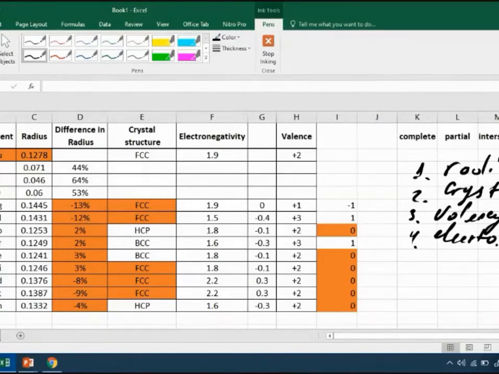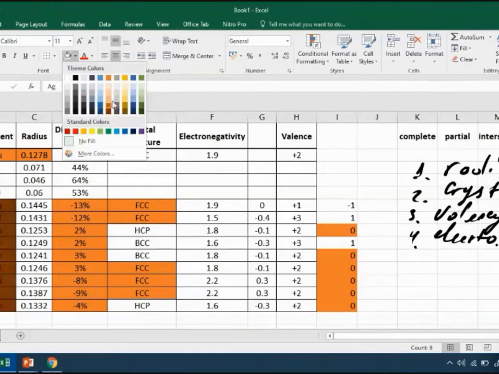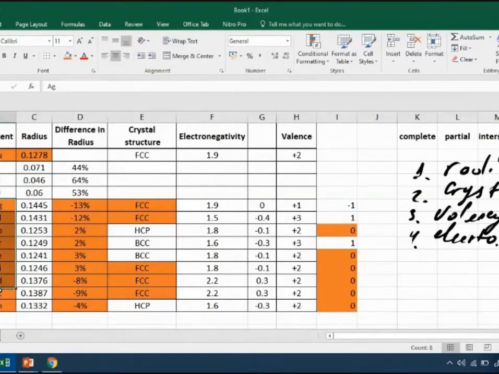So, first, let's see, this one has the same radius, but among them, the ones which have FCC, let's take these ones out. They have different crystal structure from copper. Actually, let me do this. I will select all of it, and okay, this one has the same radius, but chrome, cobalt, iron, and zinc have different crystal structure. Let's take them out. Now I am left with these ones.